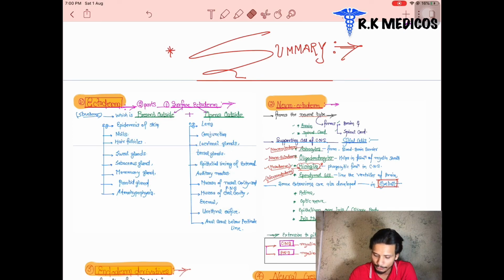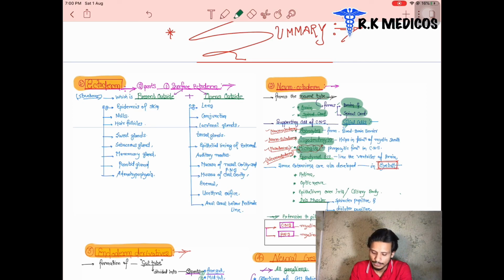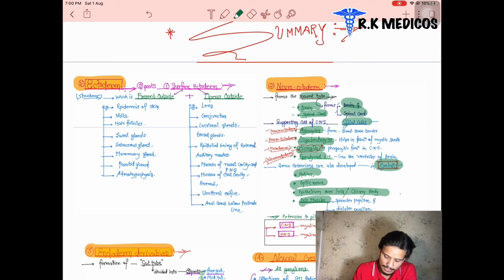Next one, neuroectoderm development. We discuss these things in neuroanatomy, but for now you have to memorize it. There is a neural tube in which the brain and spinal cord develop. The brain and spinal cord, and the supporting cells or glial cells, astrocytes, oligodendrocytes, ependymal cells, all develop from the neuroectoderm. Next, the eyeball: the retina, optic nerve, epithelial cells, ciliary bodies, iris muscles. These structures are also developed from the neuroectoderm. So ectoderm is divided into two parts, surface ectoderm and neuroectoderm.